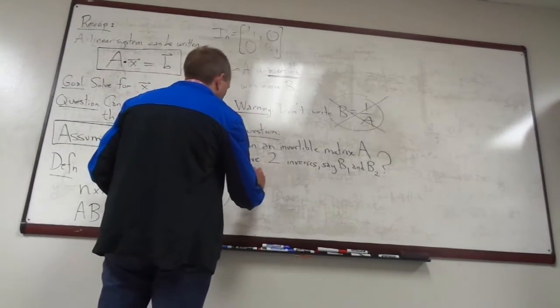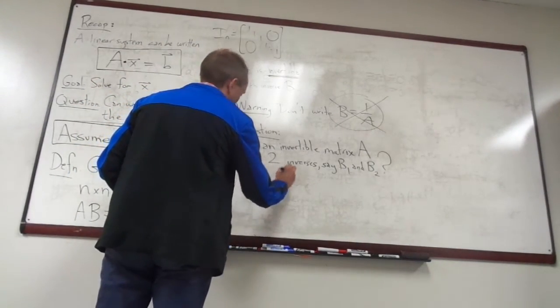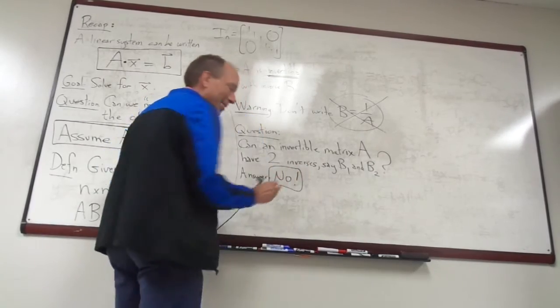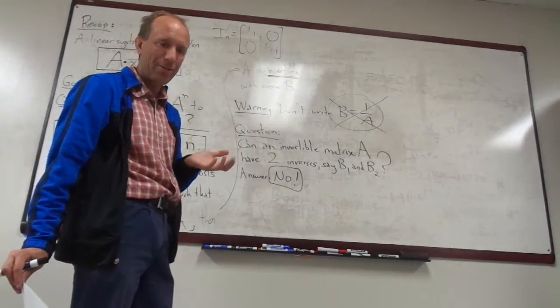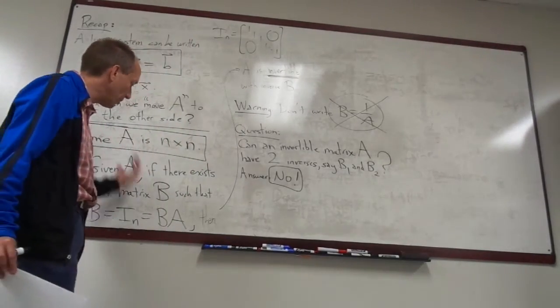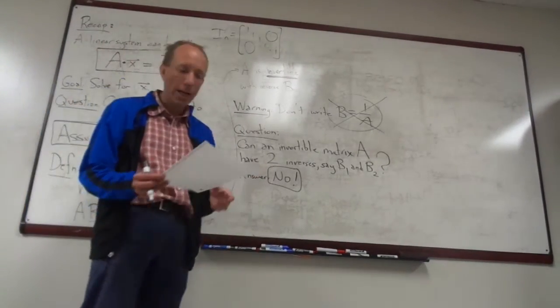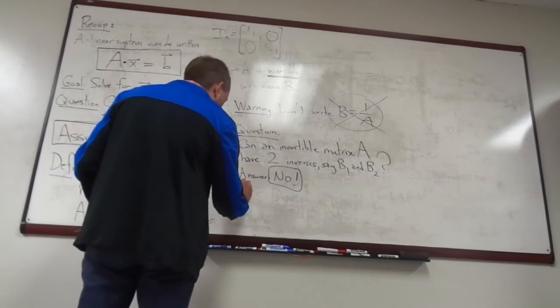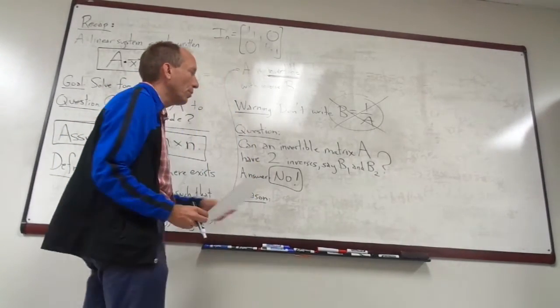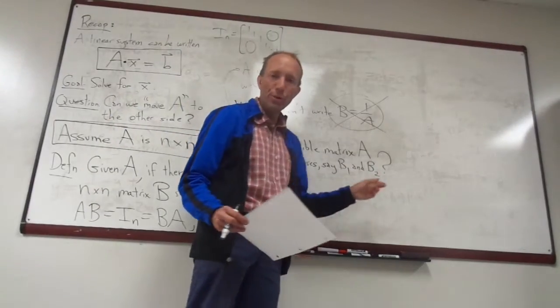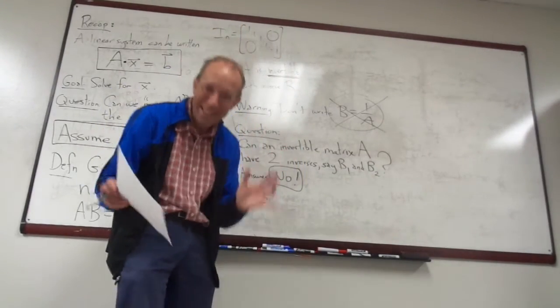The answer is, ta-da, no. That's not possible. So if there's an inverse for a square matrix A, there can only be one. I can explain why. I can give you the reason real quickly. I'm going to suppose that I have these two inverses, and I'm going to show they actually have to be the same.